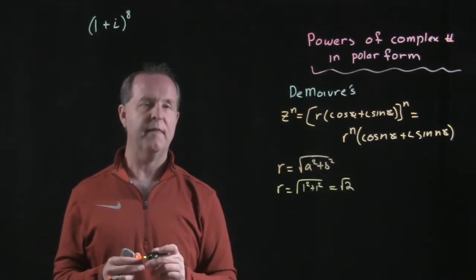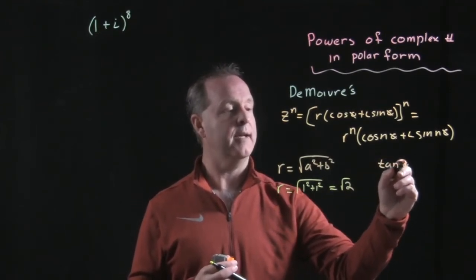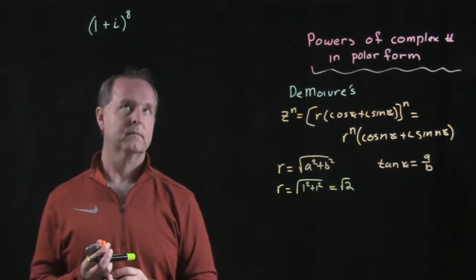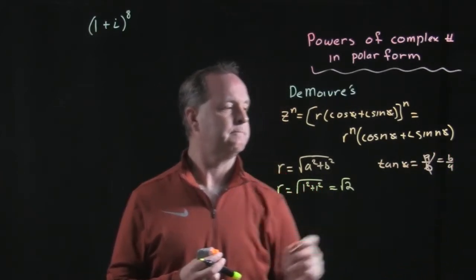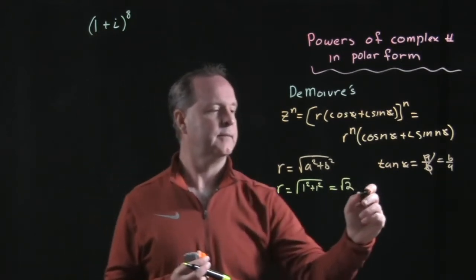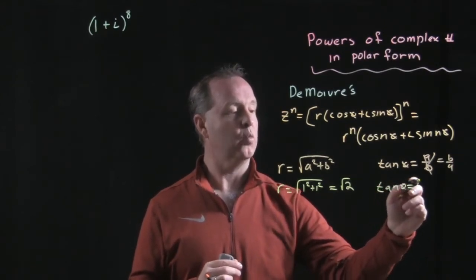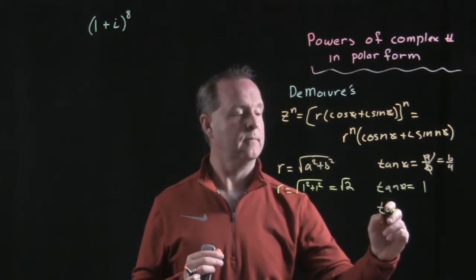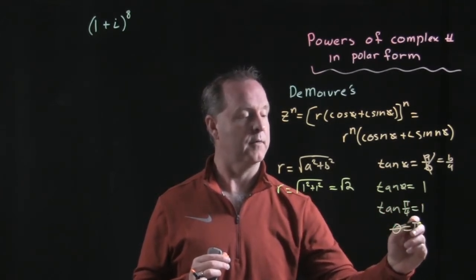All right, and now what do we do with theta? We also need to remember another one: the tangent of theta equals b over a. In this particular case, a and b are both 1. So the tangent of theta equals 1 over 1, or 1. And what angle has a tangent equal to 1? The tangent of pi fourths equals 1. So theta equals pi fourths.